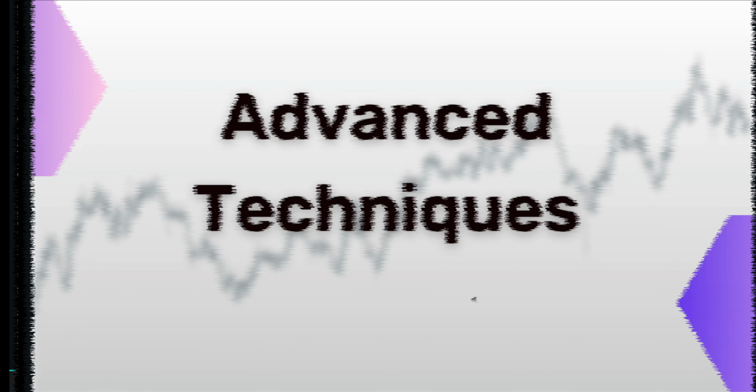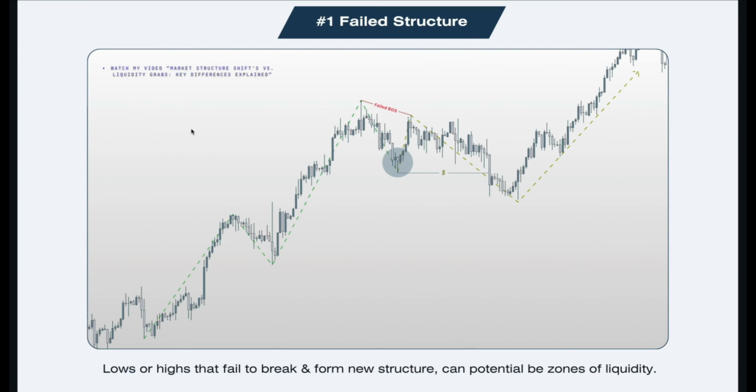Okay, so let's begin. The first thing I would recommend is to watch my video on market structure shifts versus liquidity grabs. Very important video. Lows or highs that fail to break and form new structure can potentially be zones of liquidity. For instance, here we have type 1 market structure marked out. We go up, down, and then we tried going up, but this low right here failed to break structure. So what happened? Price came down, took out the liquidity here, and then finally started moving back up.